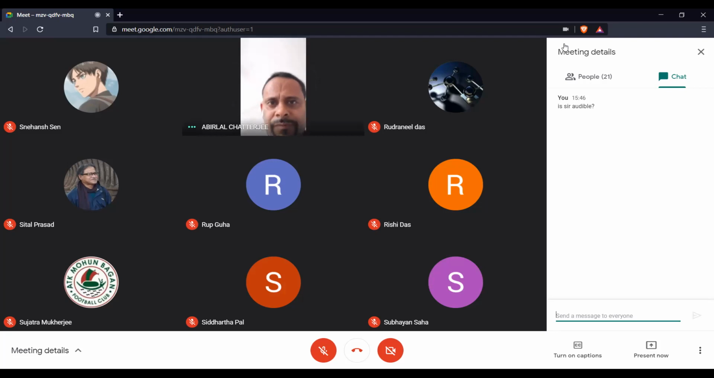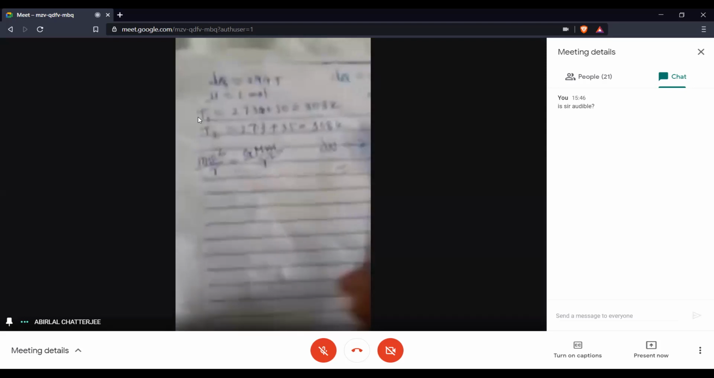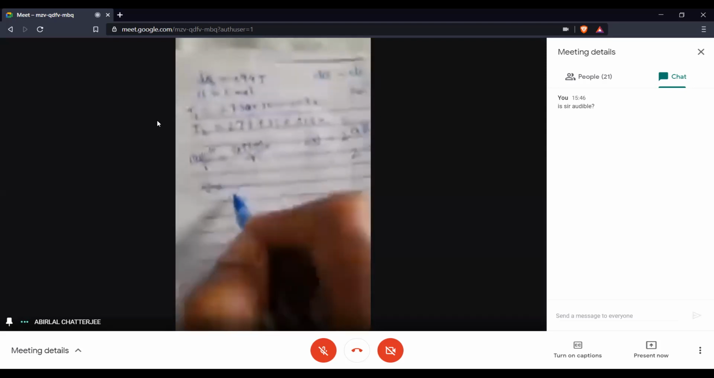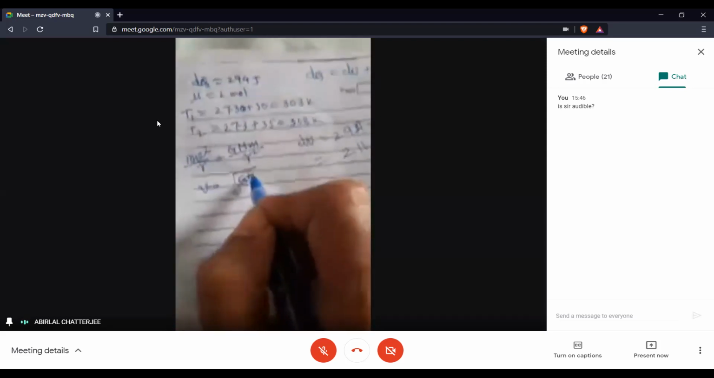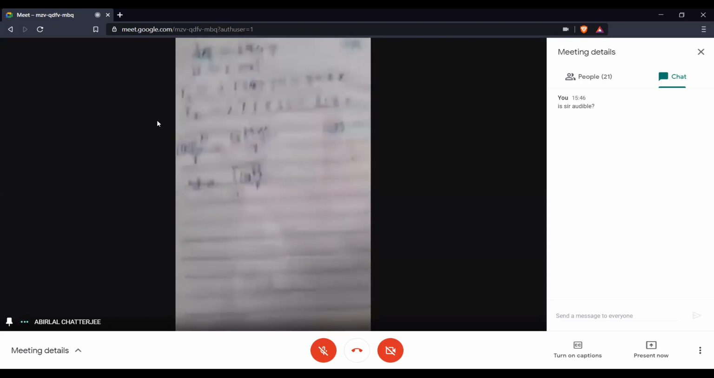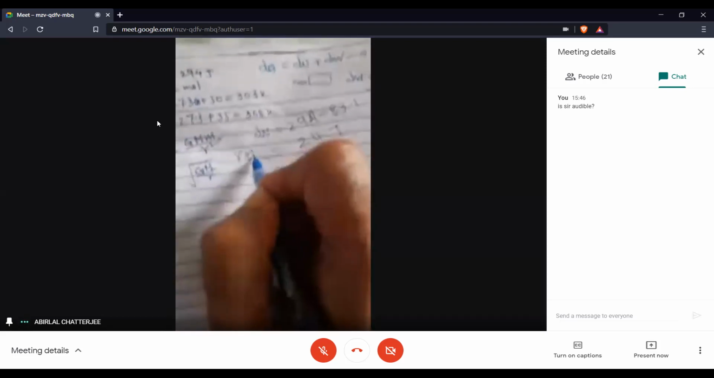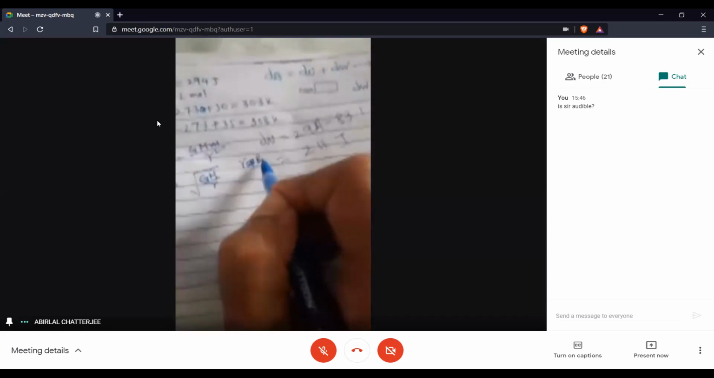Let's set the orbital velocity. How will you find it out? mv square by r, the centripetal force, is provided by the gravitational force of attraction: G, capital M, small m of the satellite, by the distance square. So V equals root over of G capital M by r. Now small r equals what, sir? Capital R plus h.